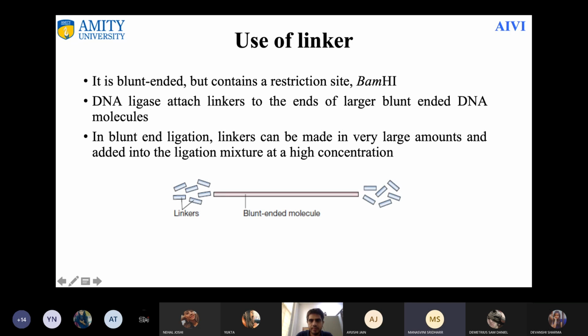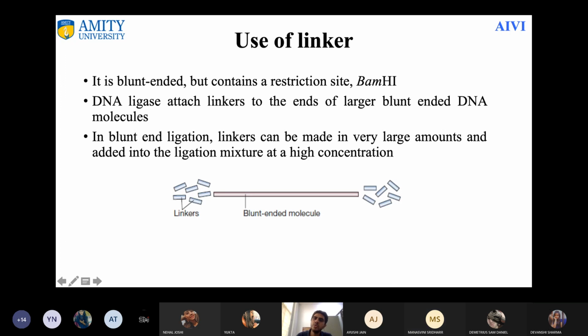Sir, I have another doubt. Why do the linkers have to be added in high concentration? See, as I mentioned at the start, we want to make your blunt end sticky, because the efficiency of blunt end ligation is poor.